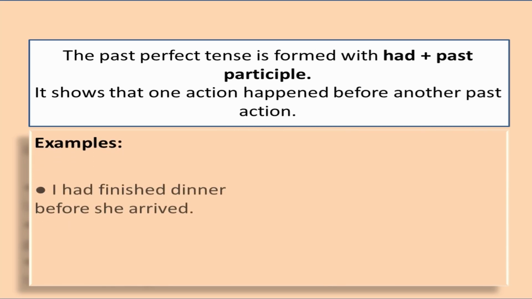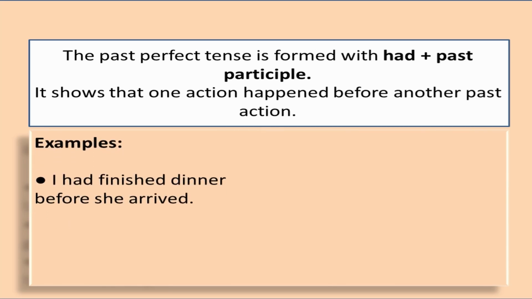Examples: I had finished dinner before she arrived. I had finished. It is in past. I had finished dinner. This is the first action before she arrived, the second action. So this sentence is in past, but we call it past perfect because you see, there is one action which is to finish that happens before this second action which is arriving.